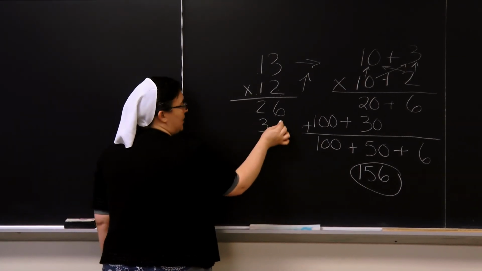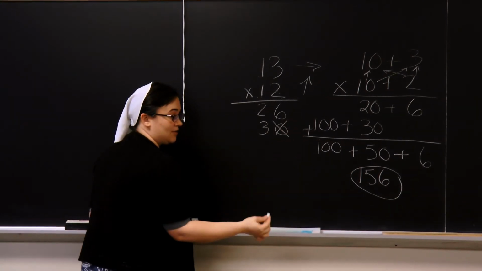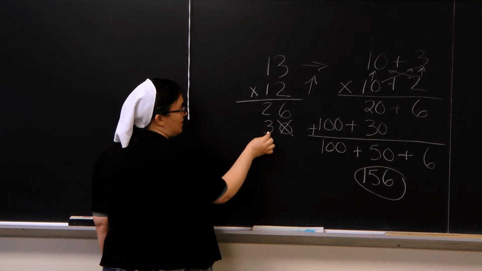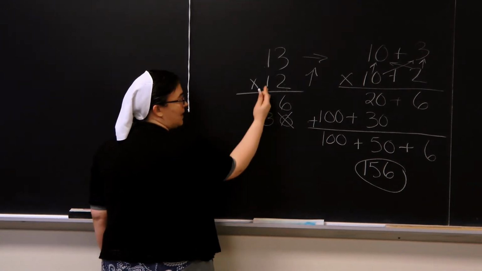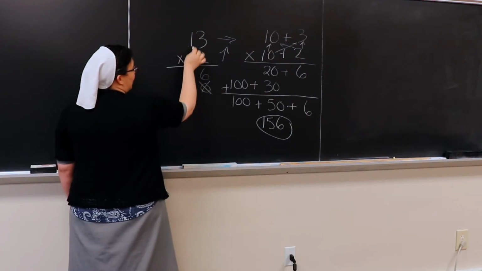If you want to, you can go ahead and fill in that 0 here, or sometimes I have my students make an X to show that there's nothing in that place. But the 3 from 30 has to go in the tens place to keep it lined up with the 2 from 26. And then we move on and go 10 times 10.